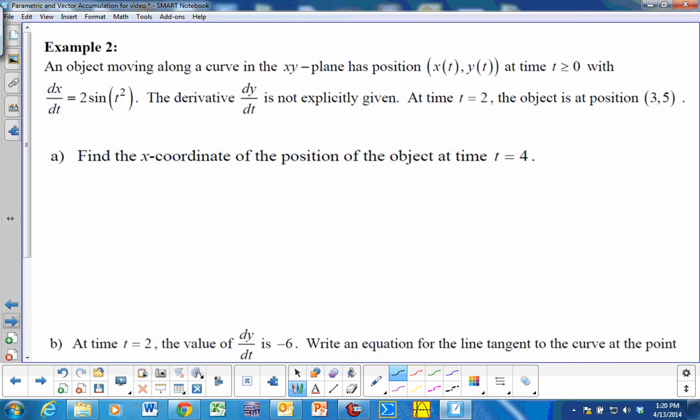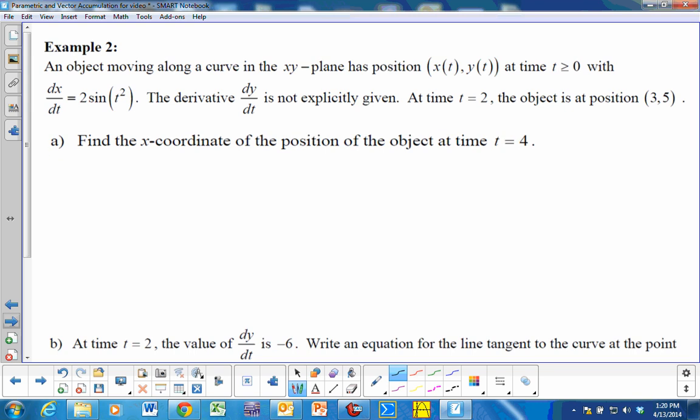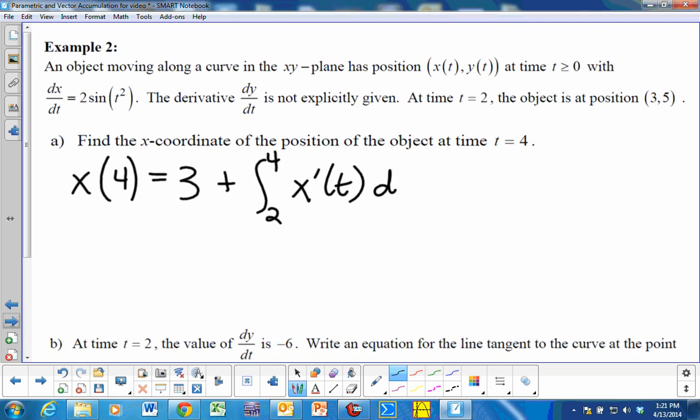So now, again, we're moving on a curve. This time, the only thing we know is dx/dt. We do not know dy/dt explicitly, and we do know a position is (3, 5) when time is 2. So they want us first to find the x coordinate of the position at time t equals 4. Well, we have dx/dt, so if we want to find the x position at time 4, then we would want to take the current position plus the integral from where it was, which was at 2 seconds, to 4 seconds of x'(t) dt.